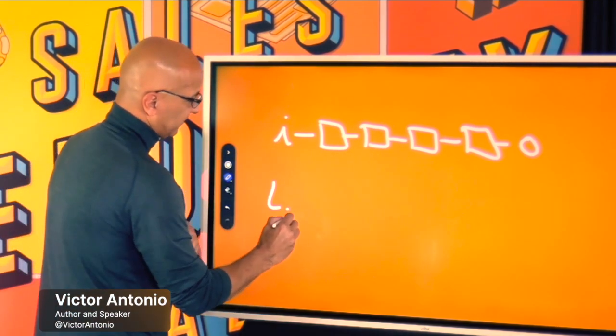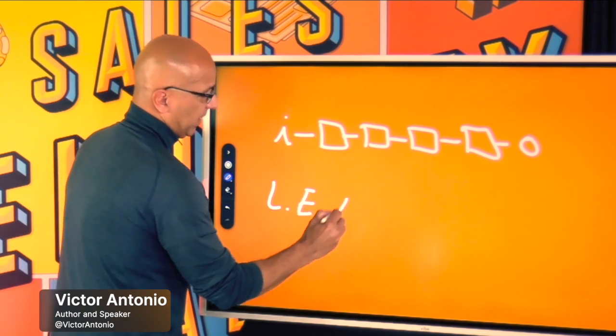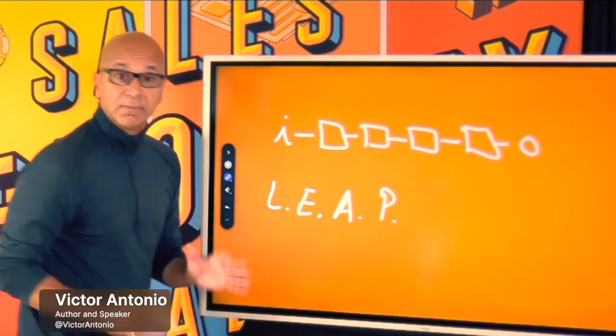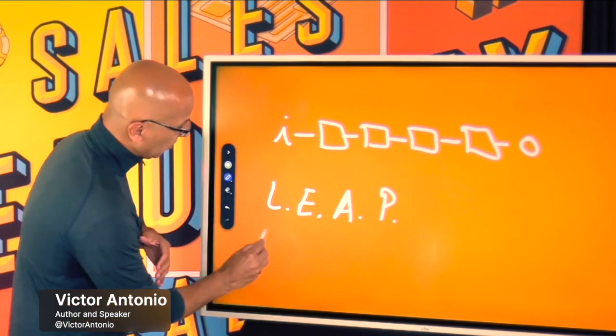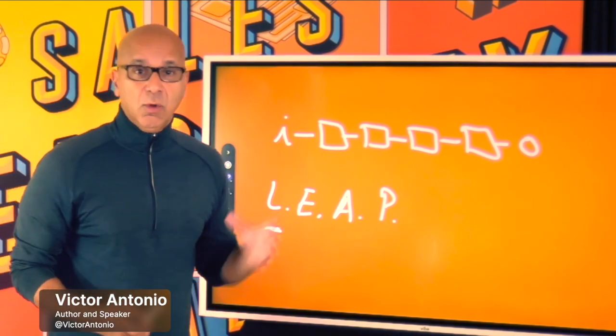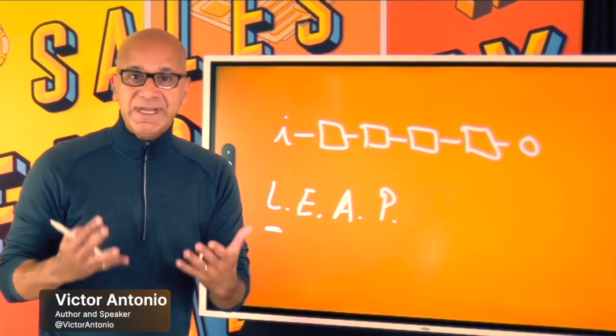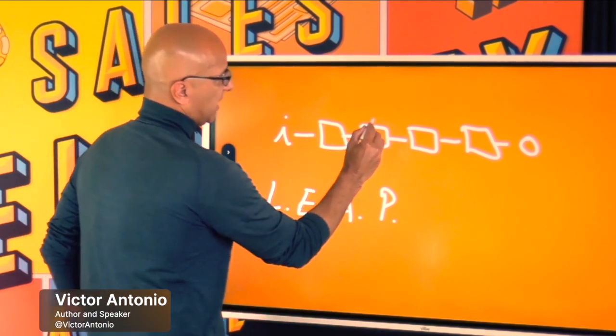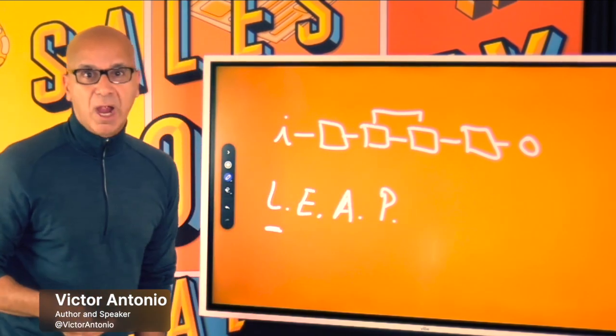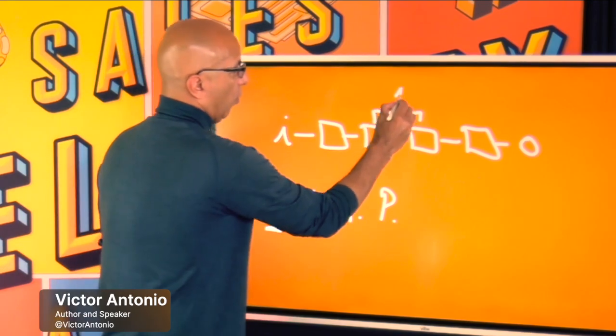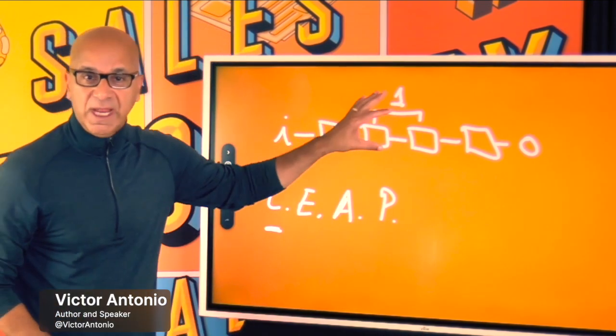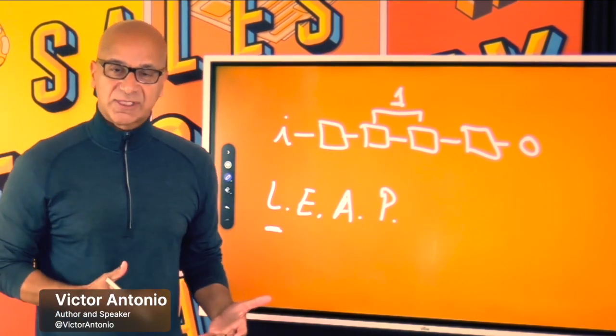First, this is the formula: LEAP, L-E-A-P. Now, let me walk you through it. First, we have to locate within the process where we can add value. So let's say you can help them combine these two processes into one. So now you've located where you can help them with their process.